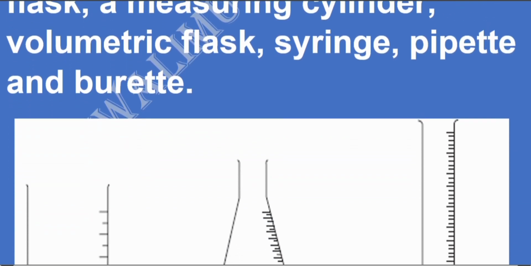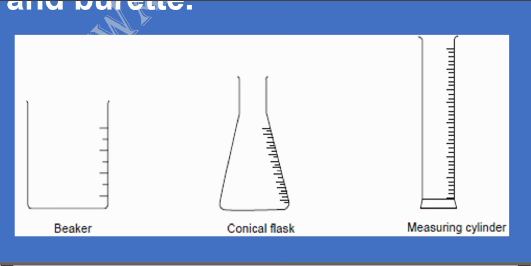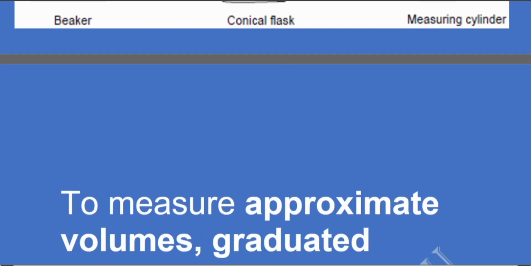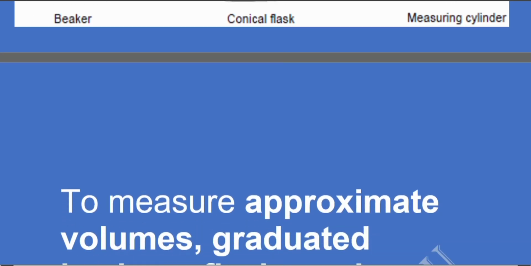So you can see the diagram in which the first one is a beaker, you have a conical flask, you have a measuring cylinder. The measuring cylinder can be either glass or plastic. Also the same for the beaker. The conical flask is made of glass. So, to measure approximate volumes.